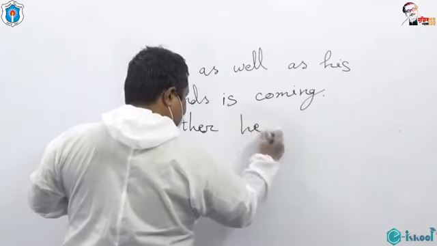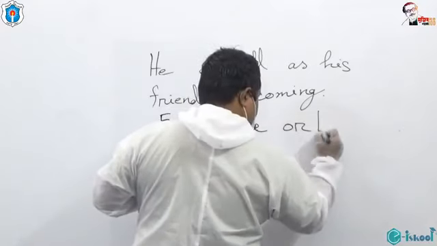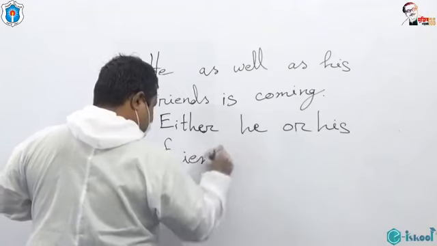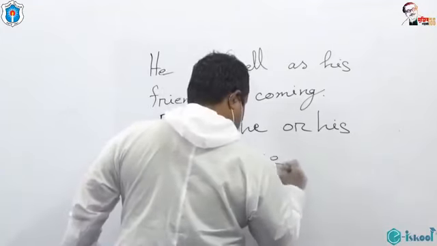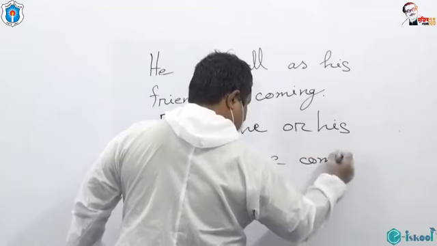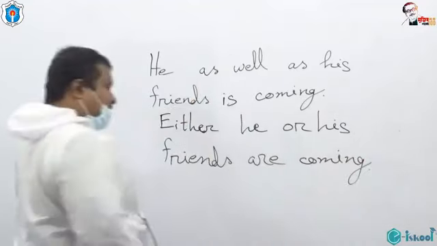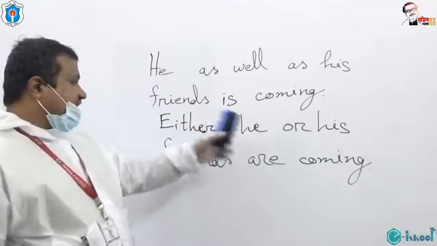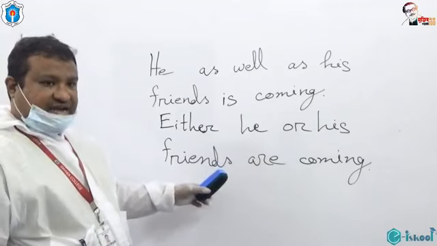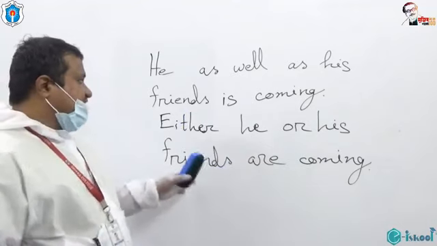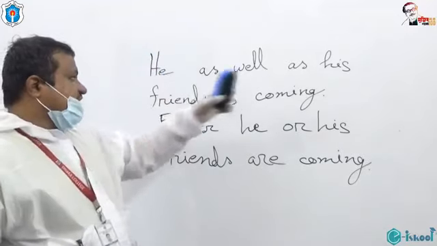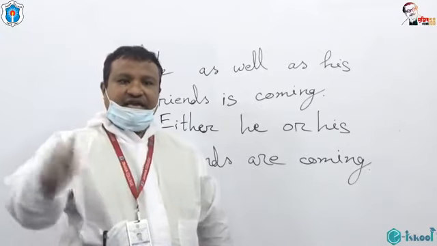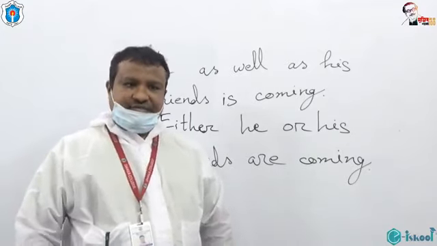But if two subjects are joined with either or, either he or his friends, then we will follow the second subject. That is, either he or his friends are coming. Neither he nor his friends are coming. But he as well as his friends is coming. He along with his friends is coming. He together with his friends is coming.